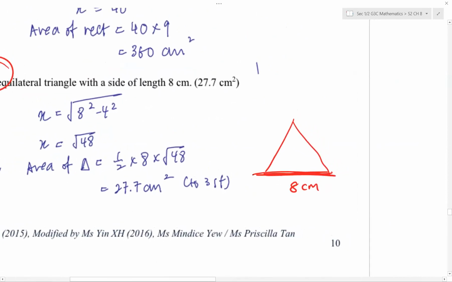If this is the base, you go over to the other point that is not used. The point that is not used is this point. Drop a perpendicular line down. That is the perpendicular height.